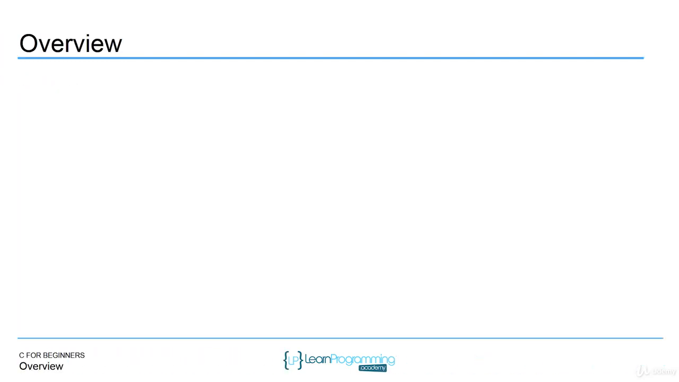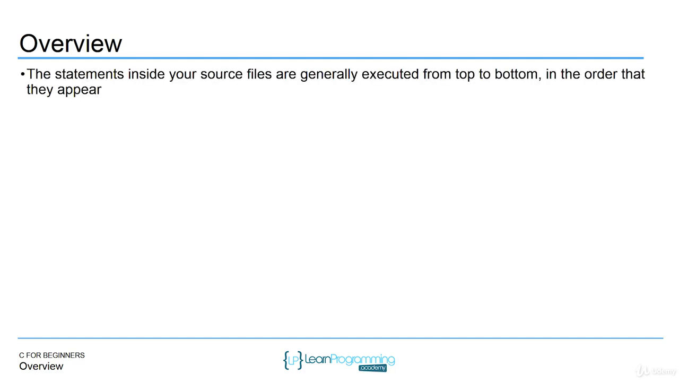But to give you an overview, before we start talking about syntax and diving into examples, I want to tell you what control flow means in terms of a program. The statements inside your source files are generally executed from top to bottom in the order they appear. That's called sequential. Right? We've learned about expressions inside the statements or outside, but you go from the beginning to the end. That's what we've learned so far.